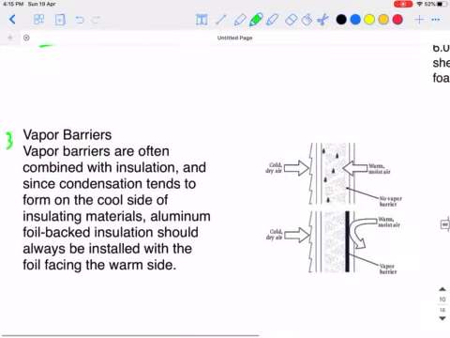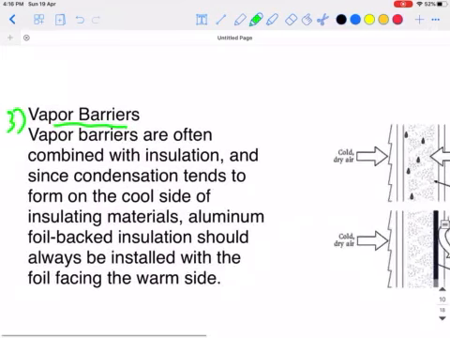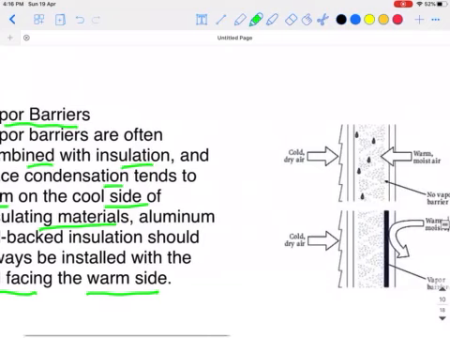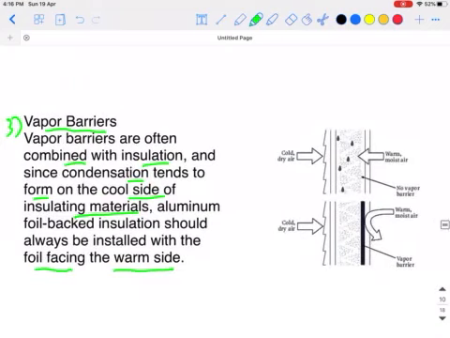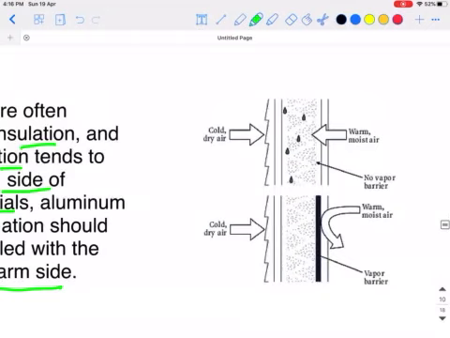Third method is vapor barriers. Vapor barriers are often combined with insulation, and since condensation tends to form on the cool side of insulating materials, aluminum foil backed insulation should always be installed with the foil facing the warm side. In this image, we can see that vapor barrier is used in wall.